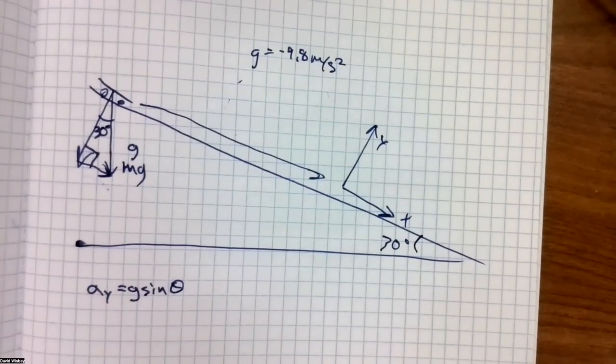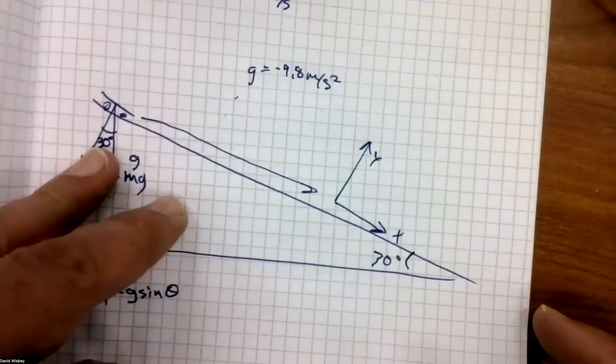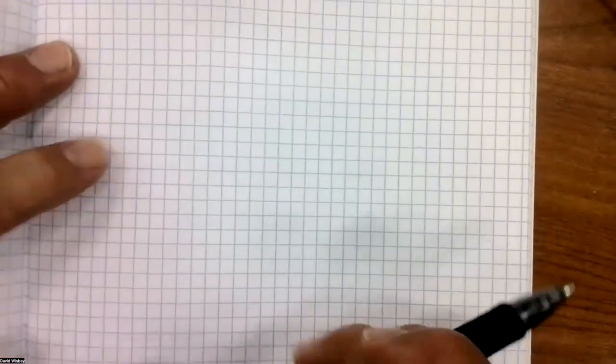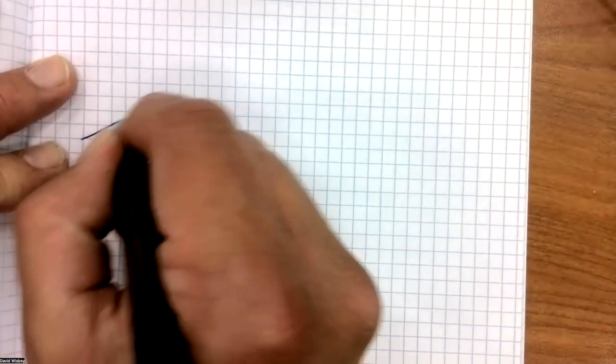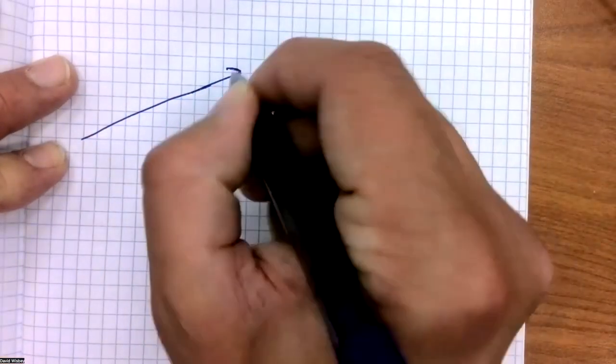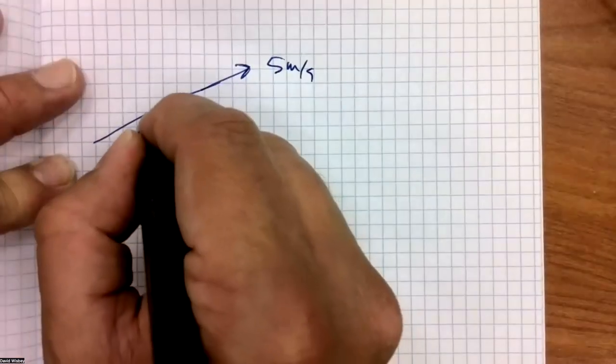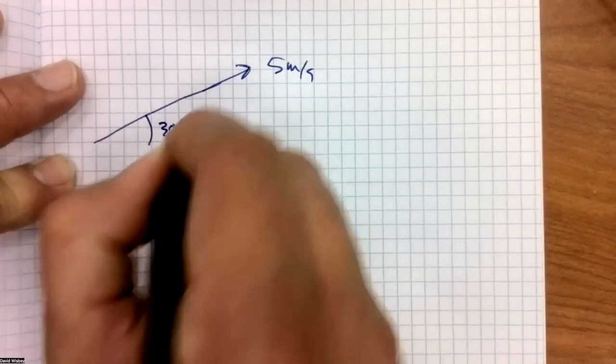Okay, so if I know the angle, so let's just do an example. Let's say our velocity vector here is 5 meters per second. And let's say this is a 30 degree angle.